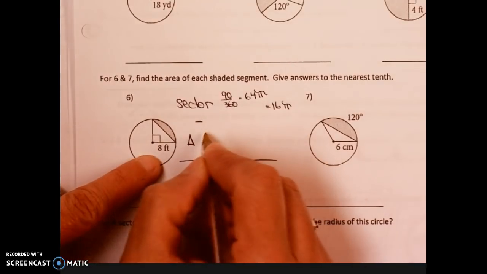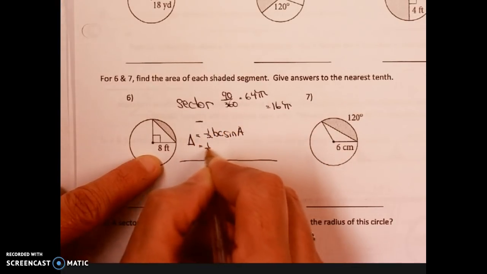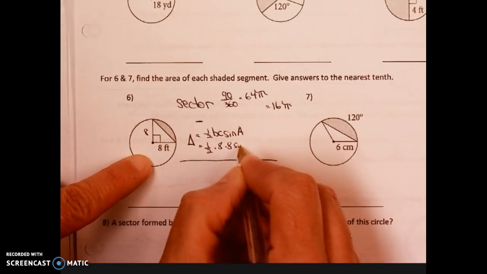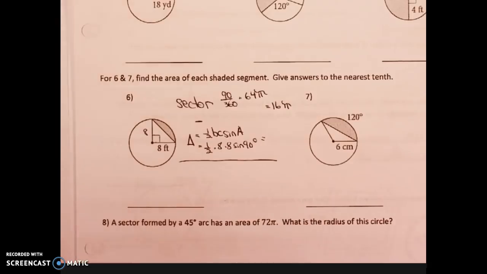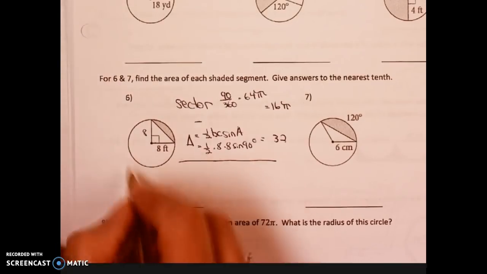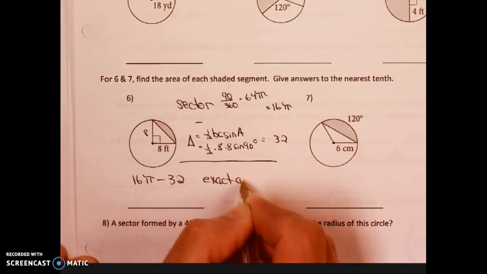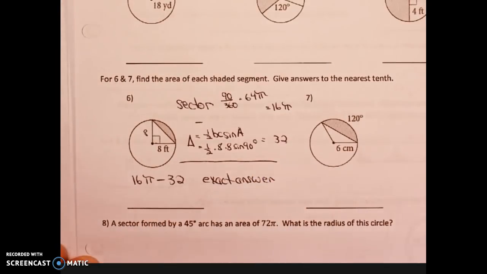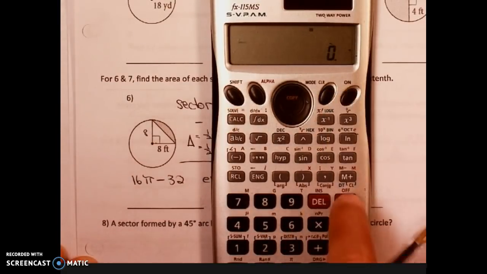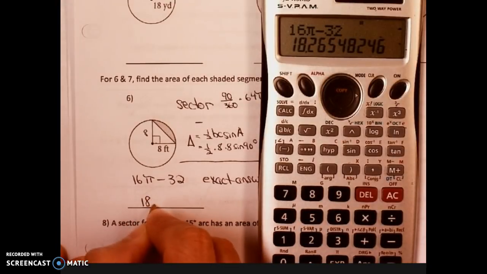I'm going to subtract the area of the triangle. I'm going to use that same formula, 1/2 bc times the sine of A. So in this case, my b and c are both radii of that triangle. They're both the same, 8, and that angle in between them is 90 degrees. When I plug that in my calculator, I end up with 32. So we have 16 pi minus 32. Again, this is my exact answer, but it wants it to the nearest tenth. So I'm going to plug in exactly what I see. I see 16 pi minus 32, and we end up with 18.3.